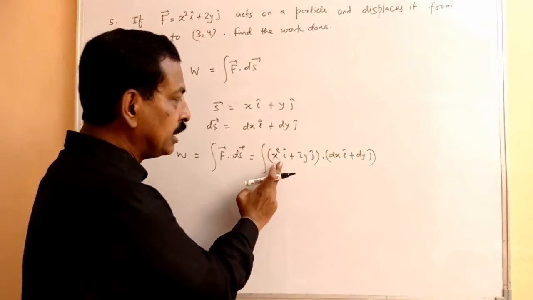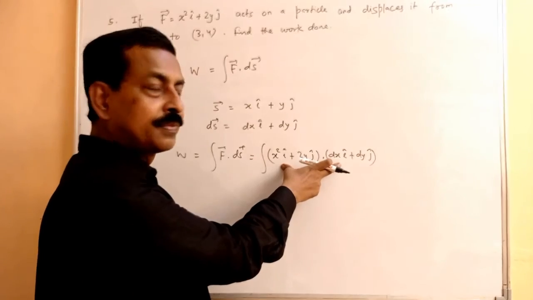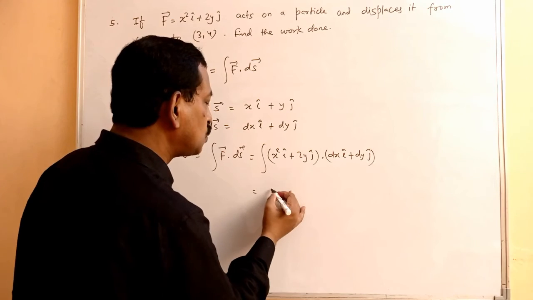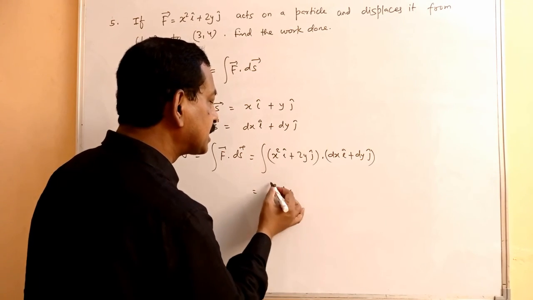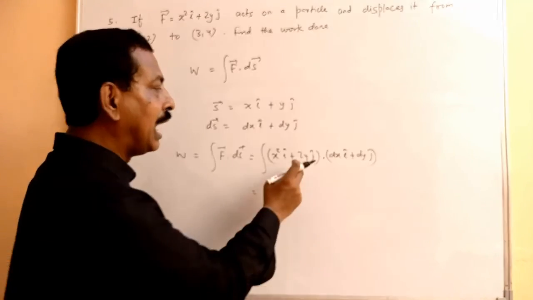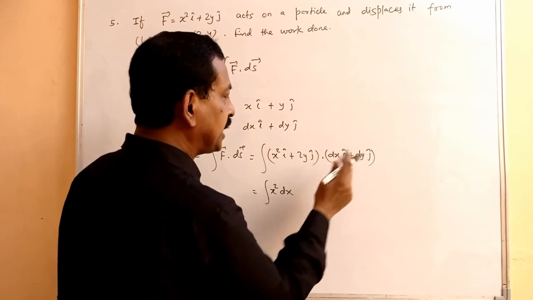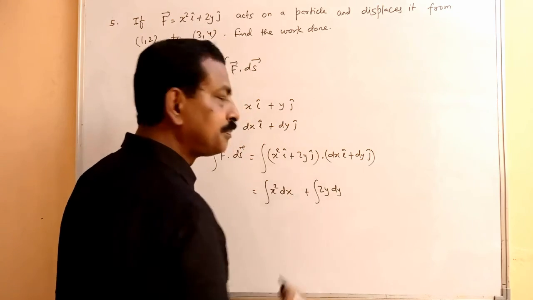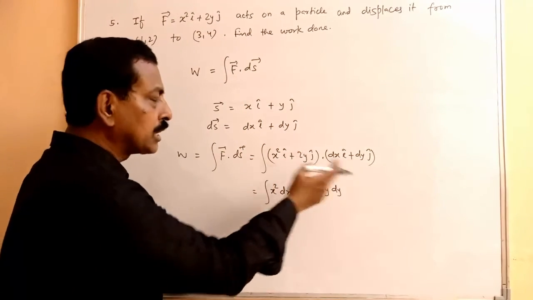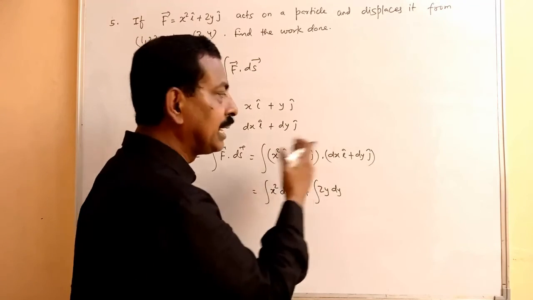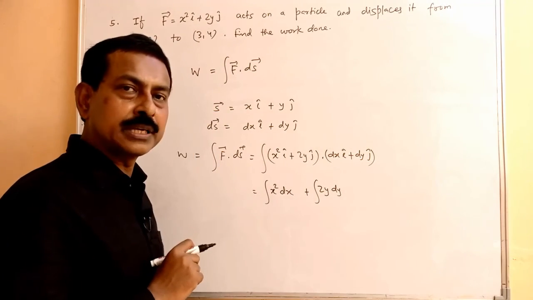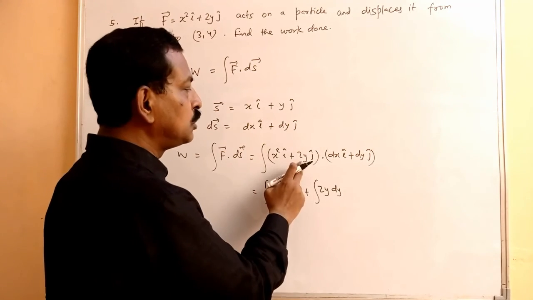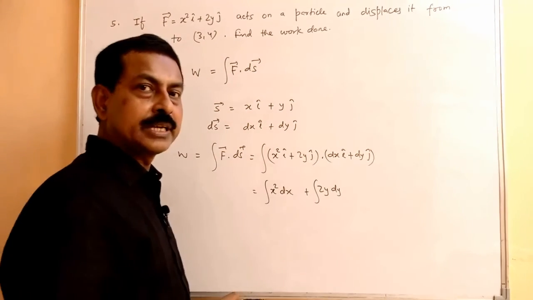Now you see, if you take this one here, i dot i will be 1. It means basically this will be the integral of x square dx, and here j dot j will be 1, so it is the integral of 2y dy. Other products like i dot j, j dot k, like that, they all will be 0 there. So it is only the integral of x square dx and the integral of 2y dy there.